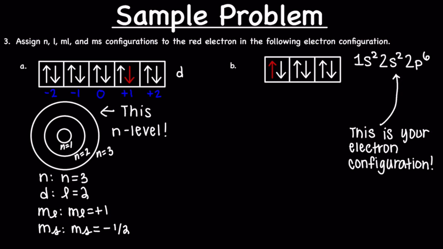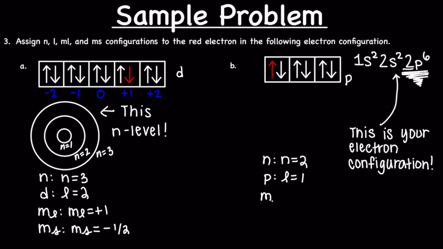For part B, we have a 3-slotted orbital. That's a p orbital. All p orbitals have an L value of L equals 1. So our L value is 1. Our N value, this is your electron configuration, p orbitals start at an n value of 2. So our n value is n equals 2, as shown here.